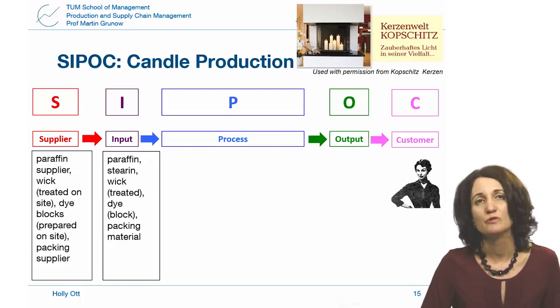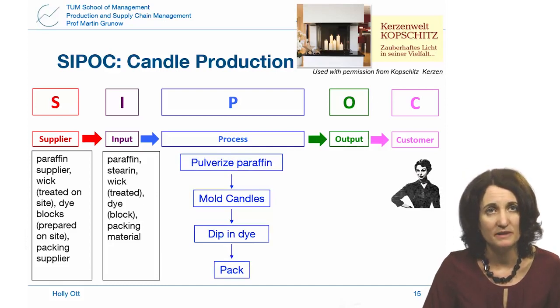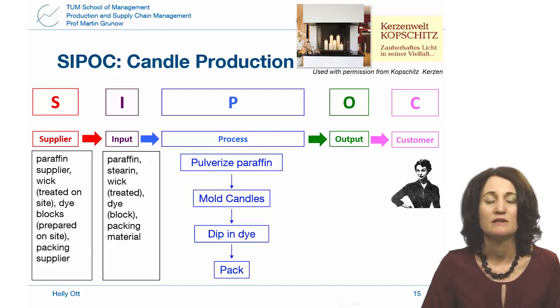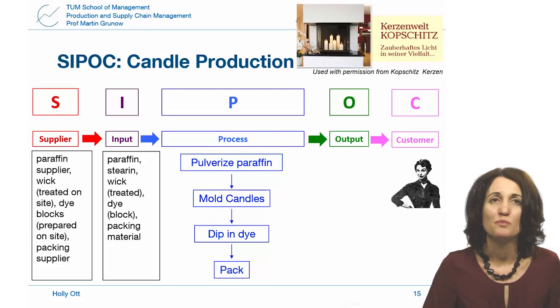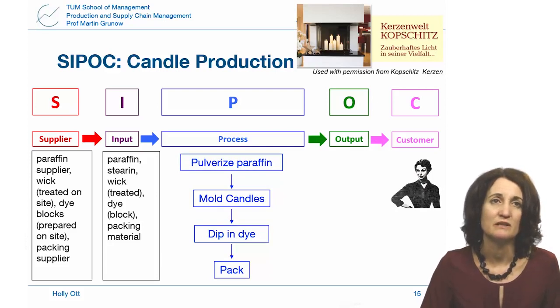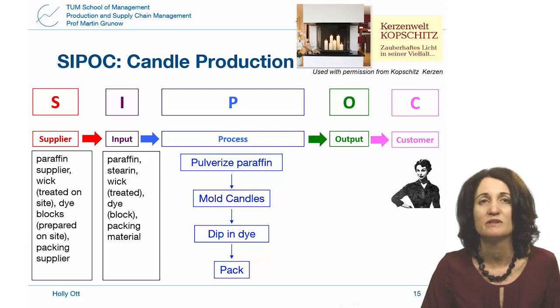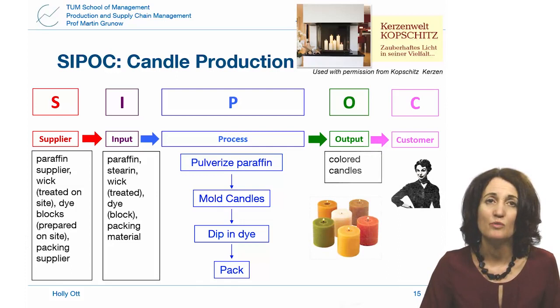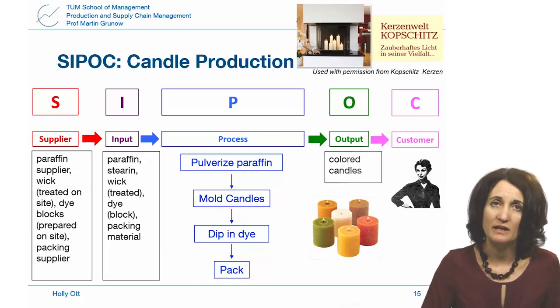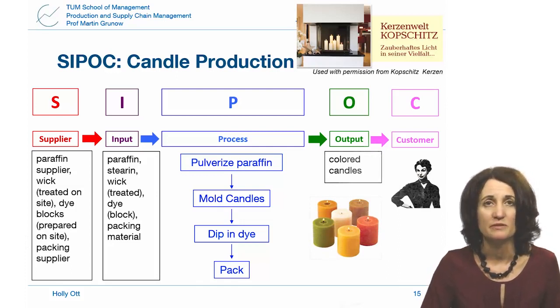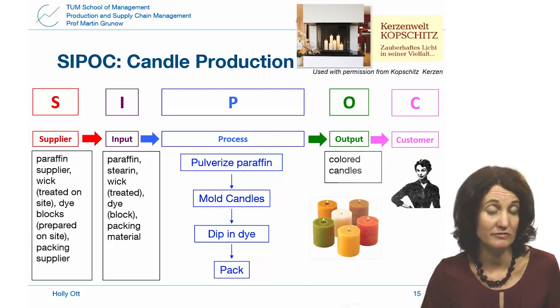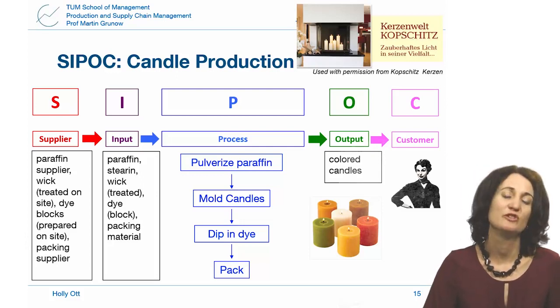These then go through a more complex process. Here, very simply written, we're going to have to pulverize the paraffin so that we can use that to mold the candles. Those will then get dipped in the dye, and the wicks will be inserted. I haven't put that in there. And then we'll pack up the candles. So the output would be our colored candles, and the customer would be maybe a housewife, the picture there being a traditional old film housewife.